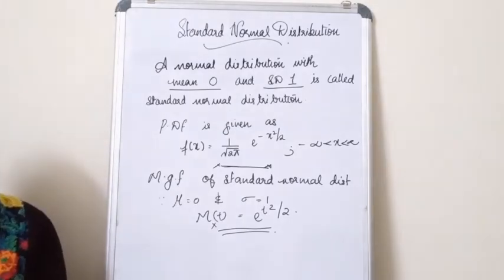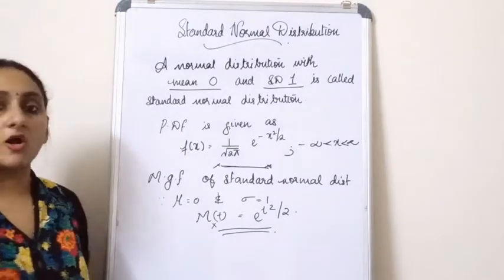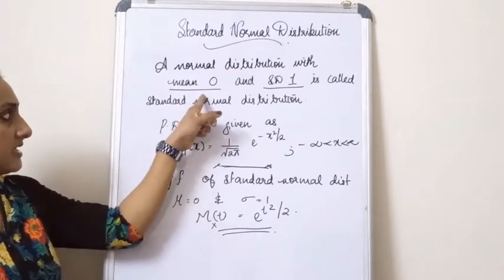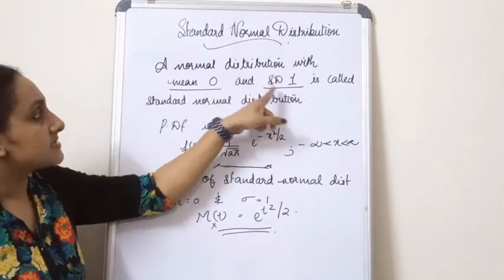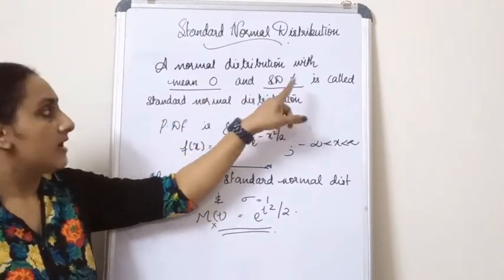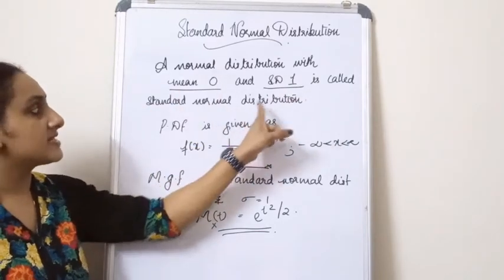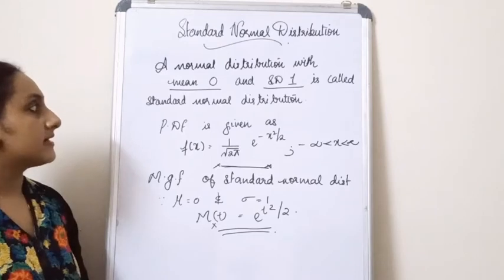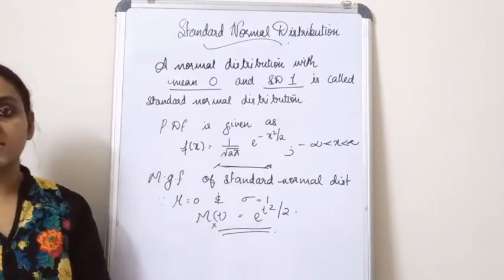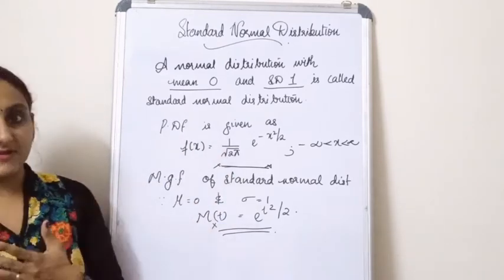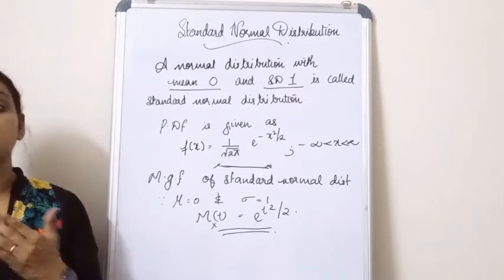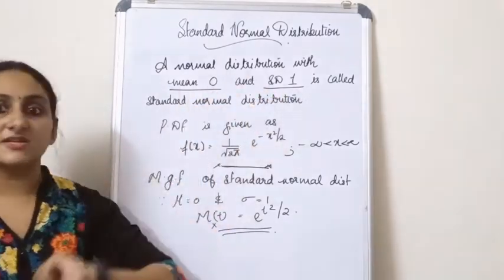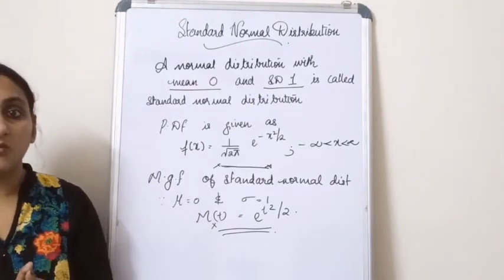Next, we will learn about standard normal distribution. A normal distribution with mean 0 and standard deviation 1 is called a standard normal distribution. It's a very simple distribution and it is connected with your normal distribution. The only difference from the normal distribution is that the mean here is 0 and the standard deviation is 1.